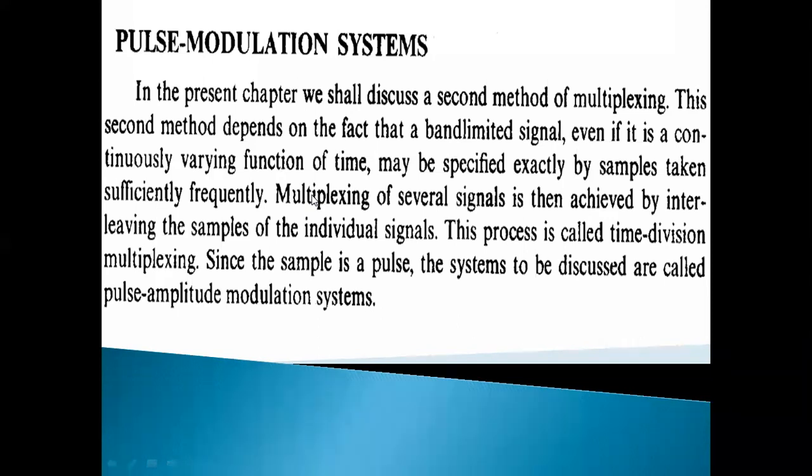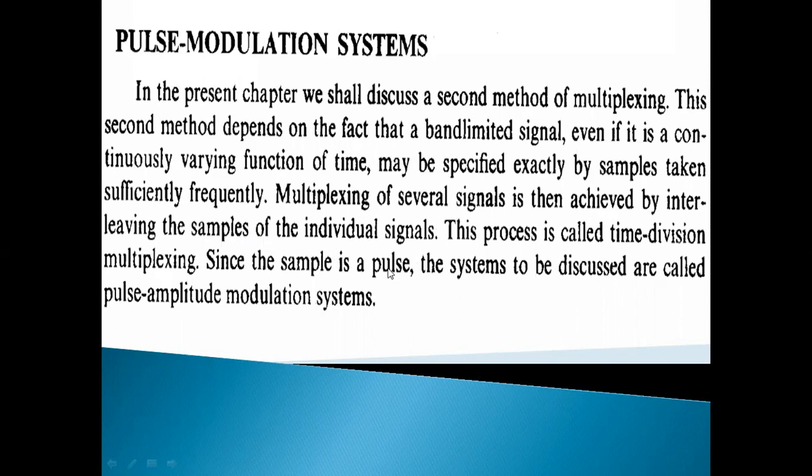Whereas in the first method of multiplexing, the carrier and modulated signal are superimposed. In the second method of multiplexing, it depends on the fact that a band limited signal, even though it is a continuously varying function of time, may be specified exactly by samples taken sufficiently frequently. Multiplexing of several signals is then achieved by interleaving the samples of the individual signals.